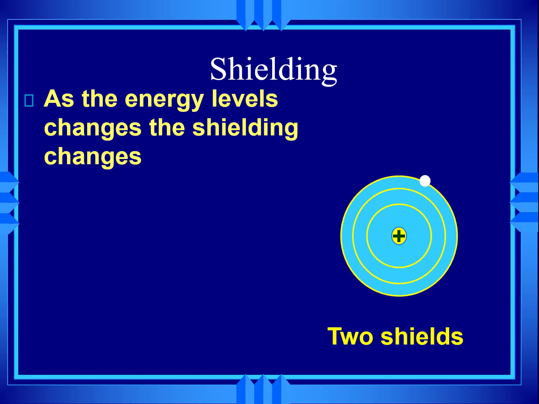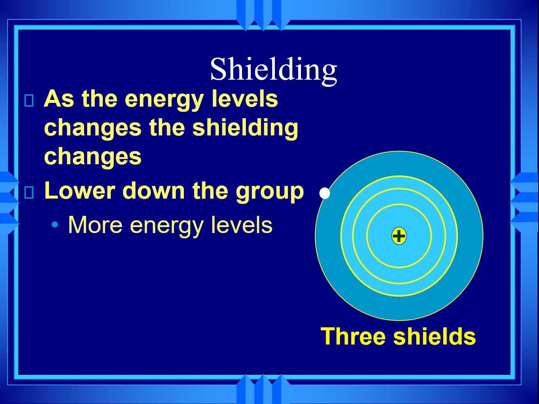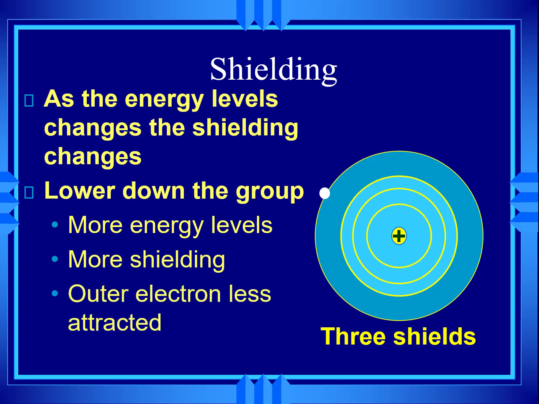And then I go to sodium, now it's got two shields. Two inner layers blocking that nucleus. Just like putting more papers behind the magnet, it makes it less attracted. And then potassium, the one we saw, had three shields. Because it's in the fourth energy level, those three other energy levels are down lower. So the lower down the group, more energy levels, more shielding, less attracted.